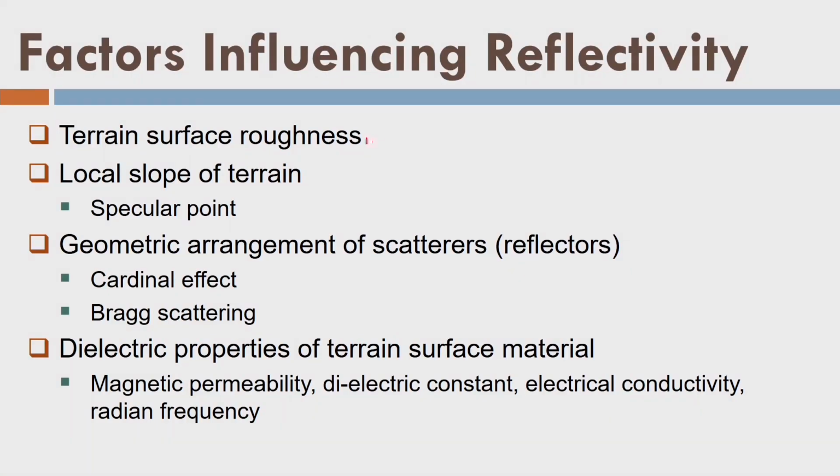After defining this theoretical idea, let us see what are the factors that influence the reflectivity. The first is the terrain surface roughness, then we have the local slope of the terrain, then the geometric arrangement of the reflectors or scatterers, and then the dielectric properties of the surface material. Basically, these are the four factors that influence the reflectivity of the material on the surface of the earth. That means how they respond to the incoming radiation of the radar, and so it generates the backscatter. The higher the reflectivity, the higher the backscatter, and the more reliable response we get at the sensor.